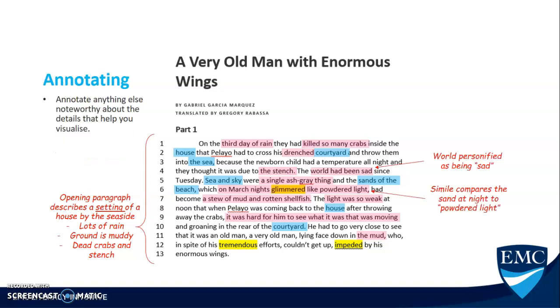After that, we can think about, well, is there anything else we can notice? We've highlighted and annotated, hopefully, these little details that help us understand what the setting looks like, help us visualize it. But I've also noticed that we had a simile in here: on March nights glimmered like powdered light. So we've got this simile that compares the sand at night to powdered light. We've also got some personification happening. I've annotated over here, world personified as being sad. And that brings to mind this image of gloominess, of someone feeling down. It brings a little bit of emotion into the setting.